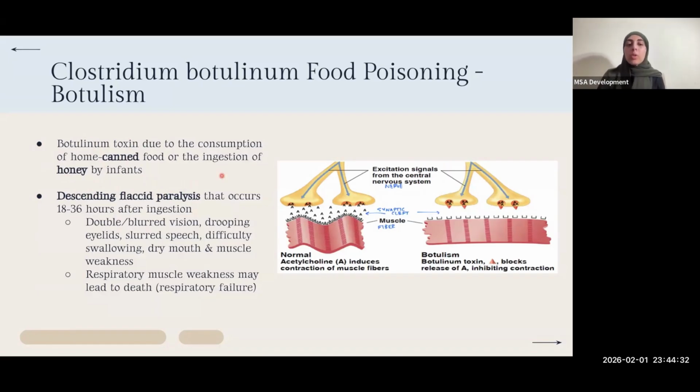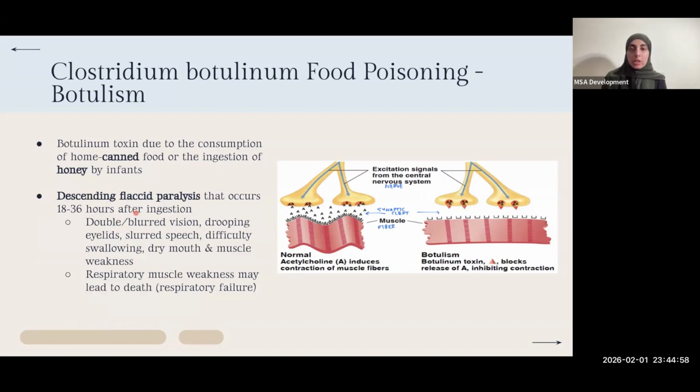So these patients present with double vision or blurred vision. They get drooping eyelids, slurred speech, difficulty swallowing, and it's descending, so it starts in the face. So if you see someone who eats something canned, and then 18 to 36 hours later, they start to get double vision and drooping eyelids, slurry speech, you want to suspect botulism, okay?